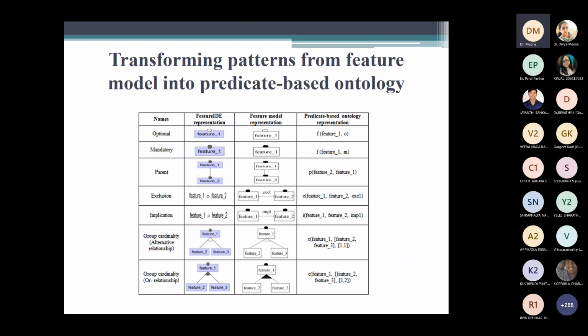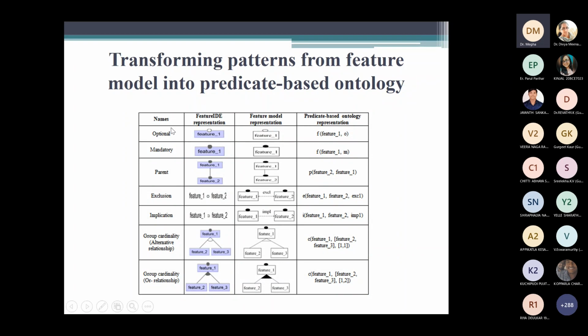As I told, we have the model with us, but that is in simple XML format. Now we need to convert that model into an ontology so that the model is in a formalized way and we can do the operations on that model. These are the transforming patterns that were used to transform the feature model into a predicate-based ontology. Column 1 represents the name of the relationship. Column 2 represents how this particular relationship looks in the FeatureIDE tool. Then this is the feature model representation for our own understanding. And column 4 represents the predicate-based ontology representation.